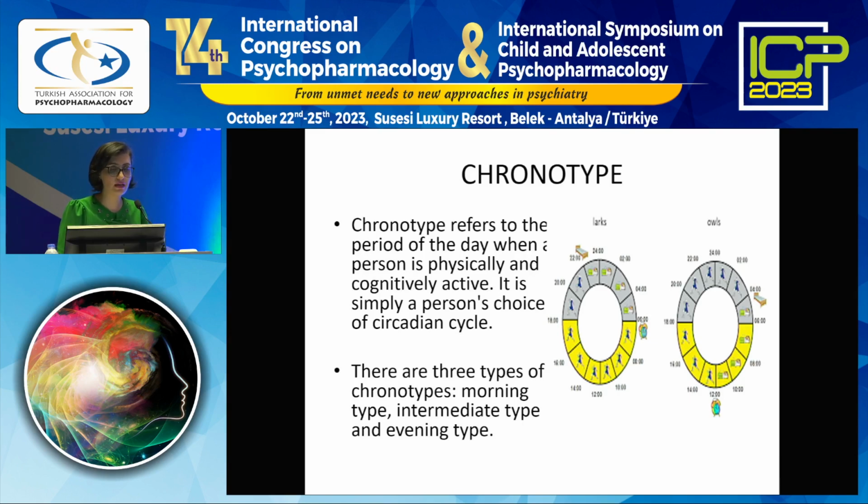Chronotype refers to the circadian choice of the person, the time he chooses to carry out physical or mental activities, which is determined by the individual. And there are three types: morning type, intermediate type, and evening type.